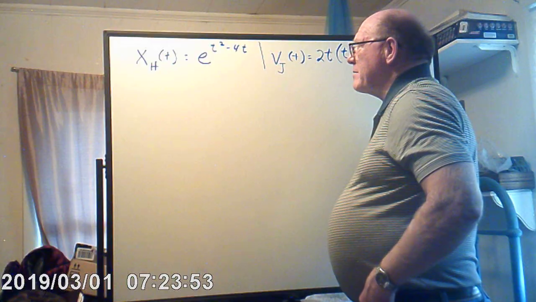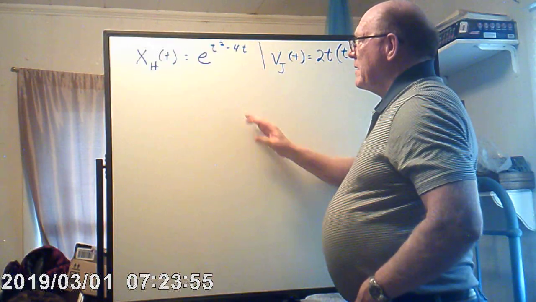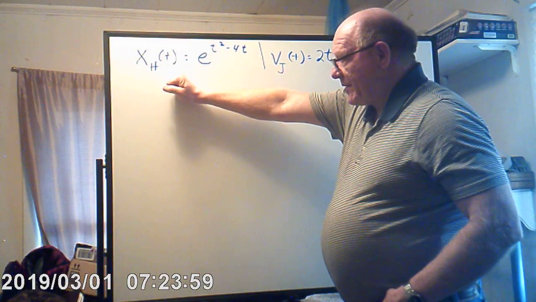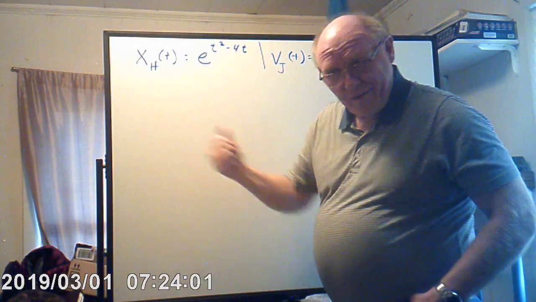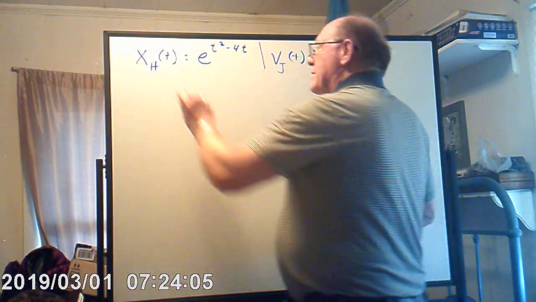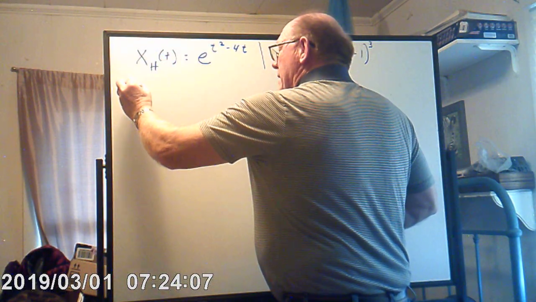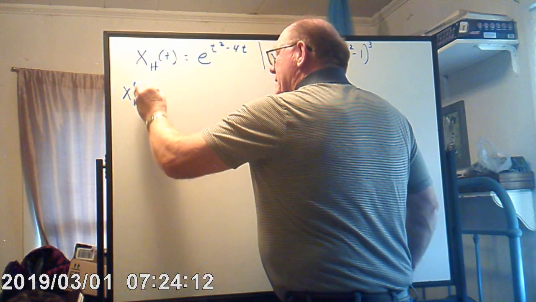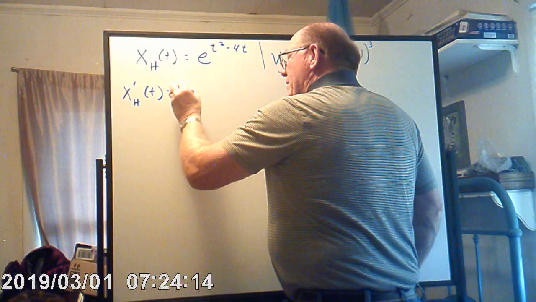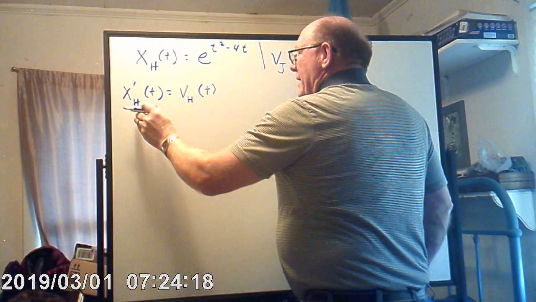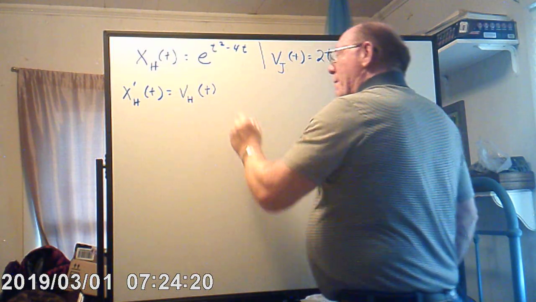Now, let's take a look at it. Let's get this derivative here. This is sitting stationary. We want to get it moving, right? So we need to find velocity. So x prime h at t gives us the velocity of h at t.